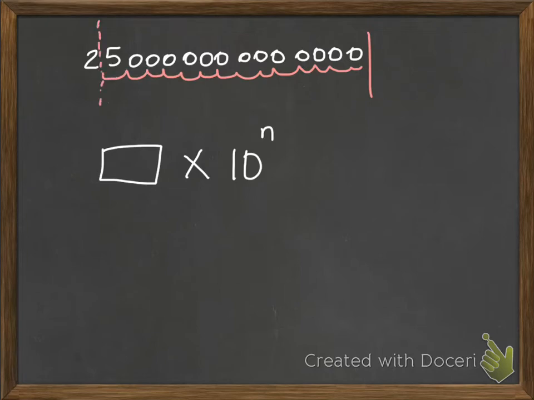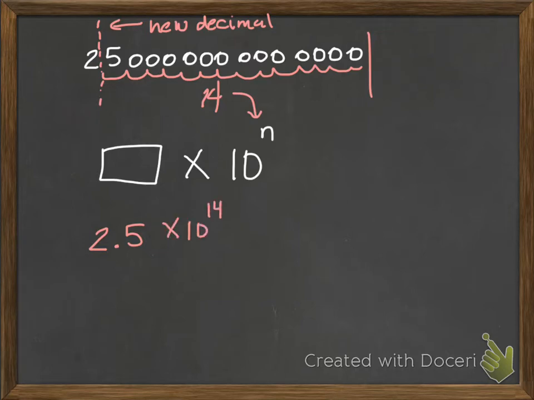What you want is a ones digit and a decimal. So in this case, 2.5. This little dotted line is my new decimal. And however many times I went over, 1, 2, 3, 4, 5, 6, 7, 8, 9, 10, 11, 12, 13, 14, we went over 14, that's going to be my exponent. So it's going to be times 10 to the 14th power. Let's look at why that works.